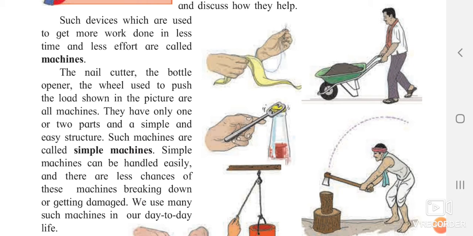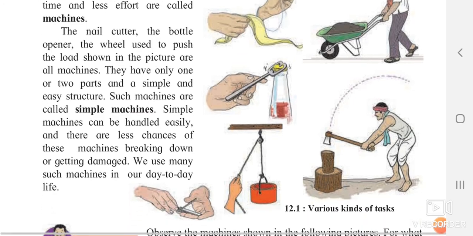Simple machines can be handled easily and there are fewer chances of these machines breaking down or getting damaged. Opener, what damage can an opener get? There will be no damage to it even if you use it a lot. So these machines you can use for a longer period of time without damage. We use many such machines in our day-to-day life.